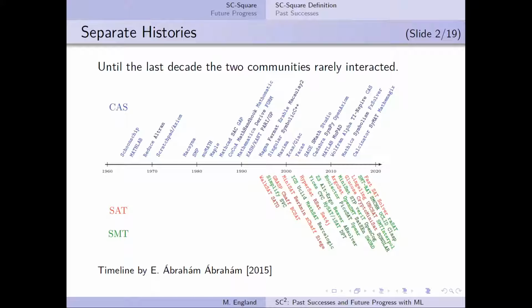This slide was borrowed from Erika Abraham in her ISAC 2015 paper. It gives a nice overview of the development of these two communities. I won't go through the slide in detail, but we can see a couple of things here. First of all, you can see the computer algebra community has a slightly longer history, but the SAT community more than made up for this in the last few decades with lots of progress. And the other thing we can notice is these two communities are quite separate. These systems tend to be dedicated to one or the other. And until at least the last decade, these two communities didn't really interact so much.